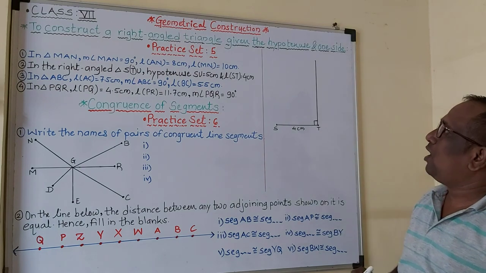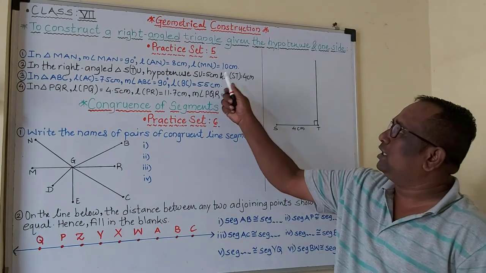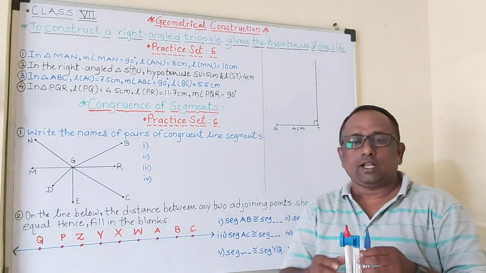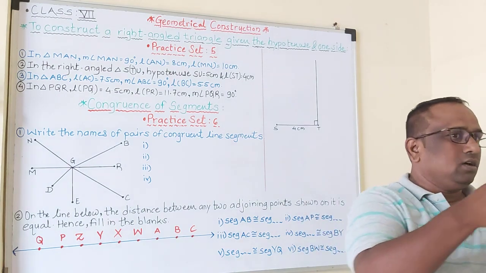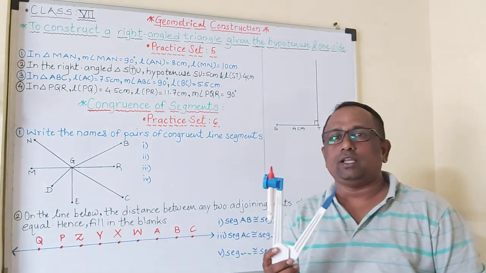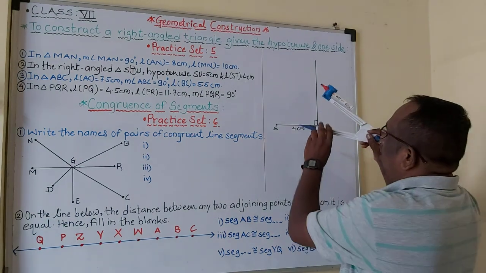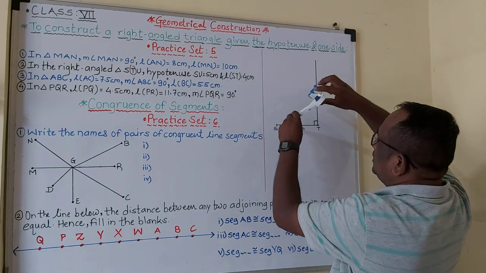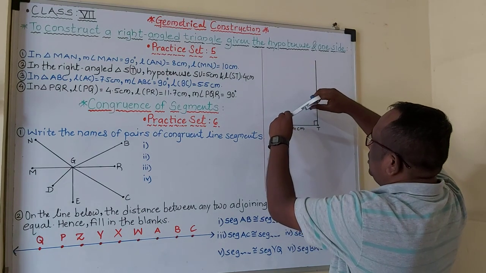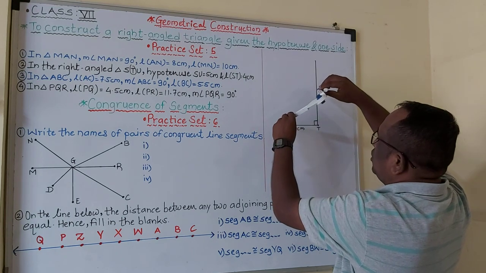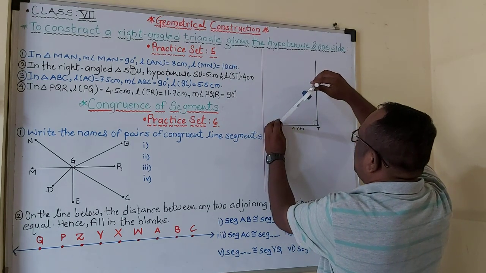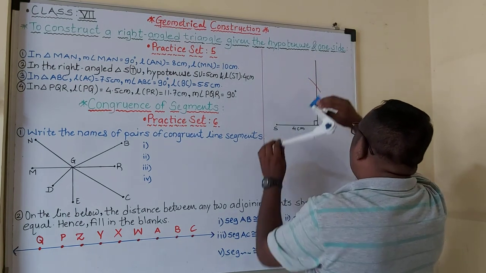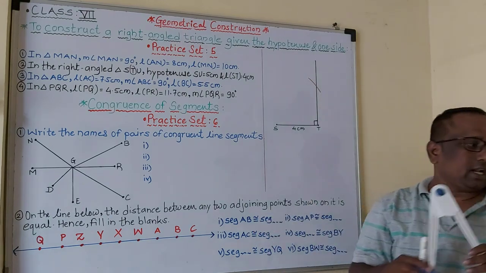Now we have to draw the hypotenuse, that is SU, 5 centimeter. So in your compass, take 5 centimeter. I took approximately 5 centimeter here, so this is my 5 centimeter. From S we have to draw the hypotenuse SU. Where is point S? Here. So from S, this is 4 and this is 5. Keep the compass point properly and draw one arc to intersect this straight line.